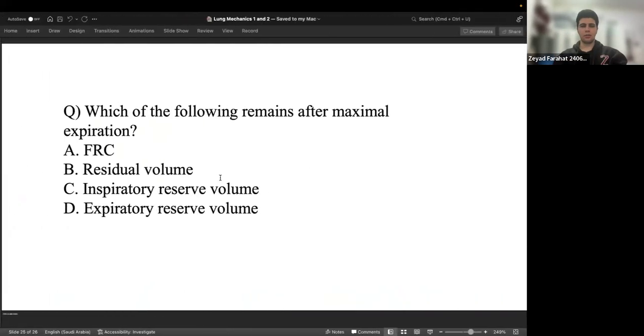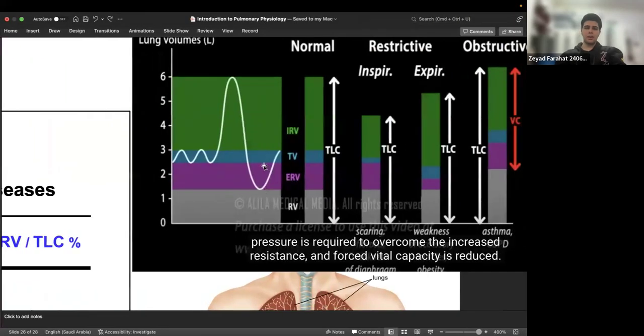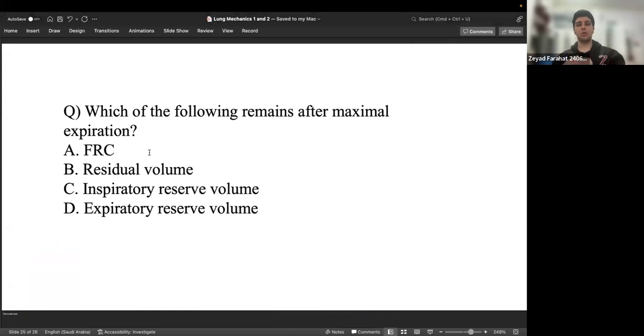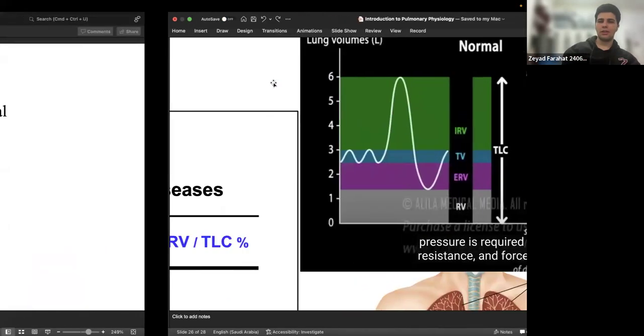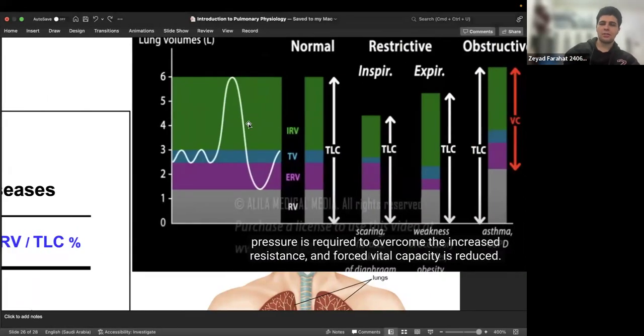And then if we go back to the question, why not, for example, FRC? Because FRC is both the ERV and the RV. So this is the end of normal exhalation. FRC would be the correct answer if you're at the end of normal exhalation or expiration. Inspiratory reserve volume on its own doesn't really mean much, because it's the difference between the vital capacity and the TLC. It's not really an answer. The expiratory reserve volume is also just this difference, so it's not the answer either.